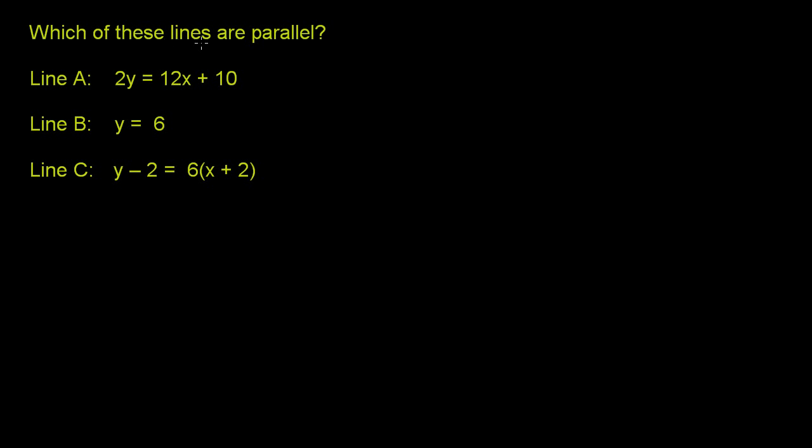We're asked which of these lines are parallel. So they give us three equations of three different lines. And if they're parallel, then they have to have the same slope. So all we have to do over here is figure out the slopes of each of these lines. And if any of them are equal, they're parallel.